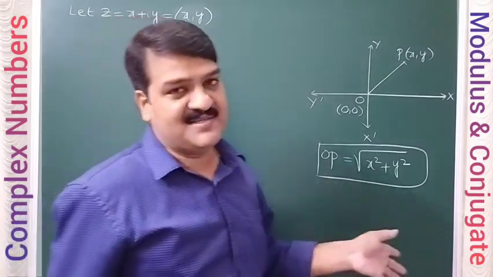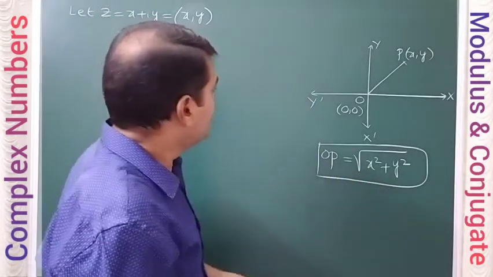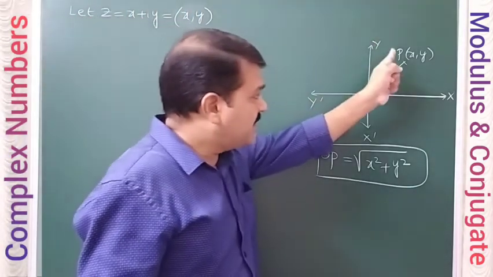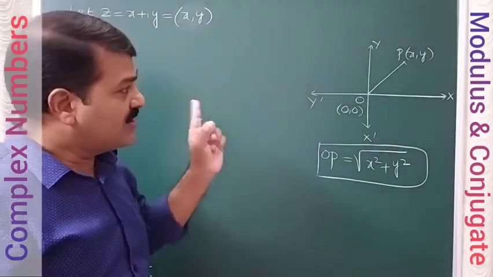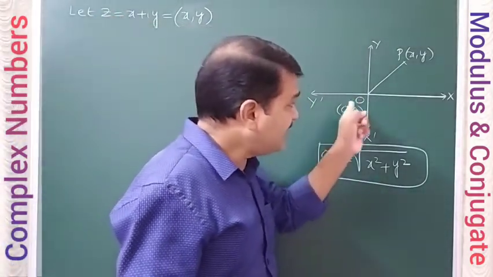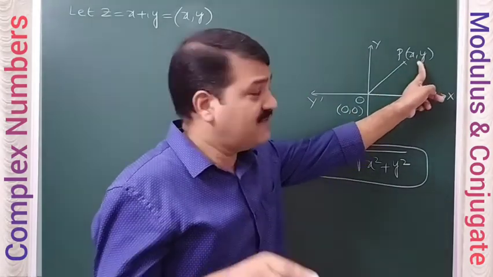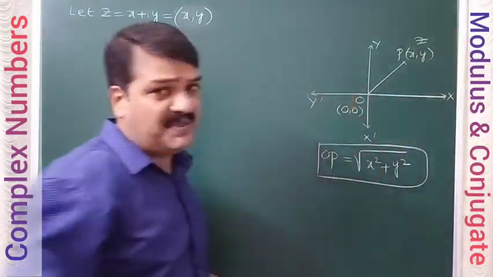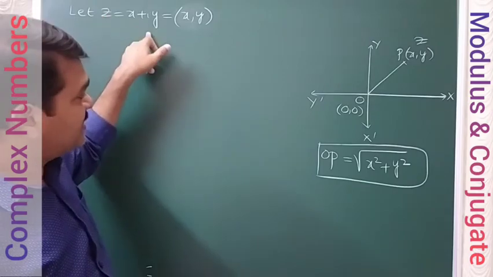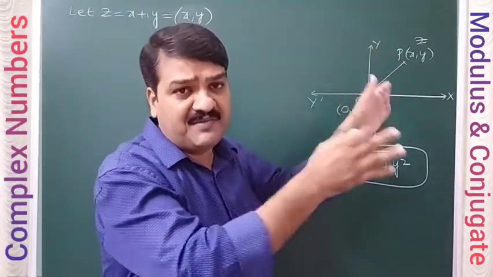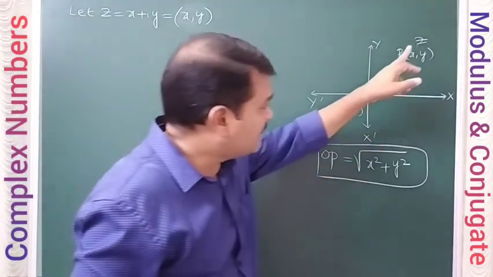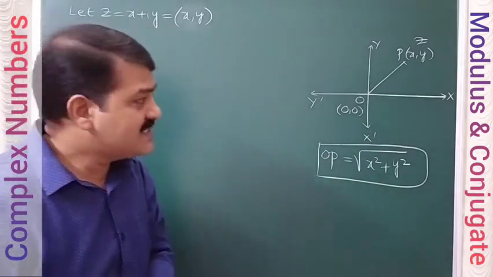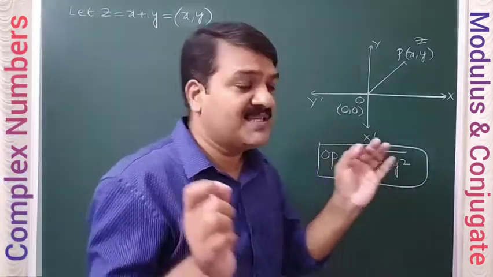So now what is modulus? Geometrically, the modulus of this complex number z, which is represented by a point P here, is nothing but the distance of the point from the origin. We are representing the complex number z with a point P here, we are giving a name P for that point. So the distance of the complex number from the origin is geometrically defined as the modulus of a complex number.